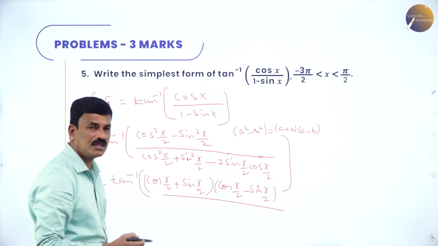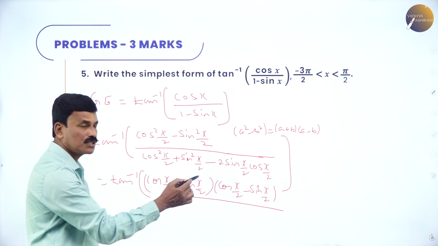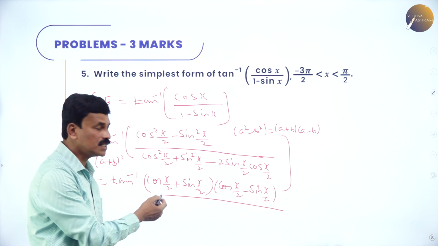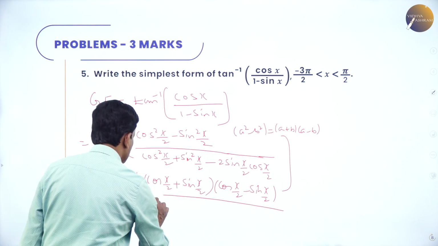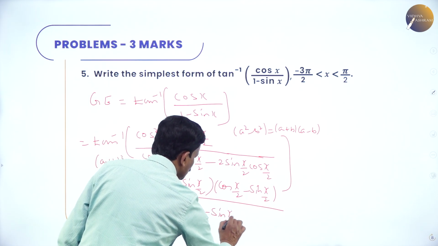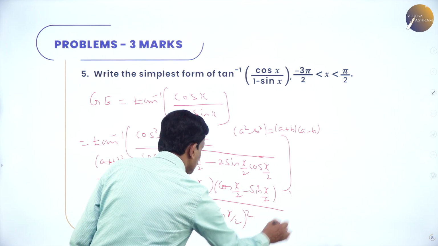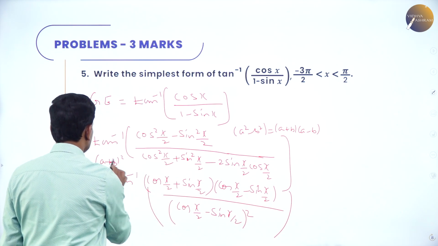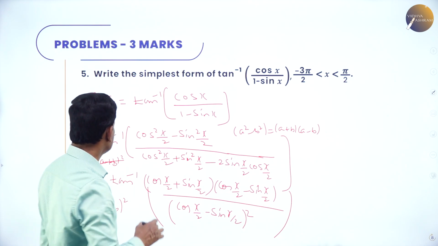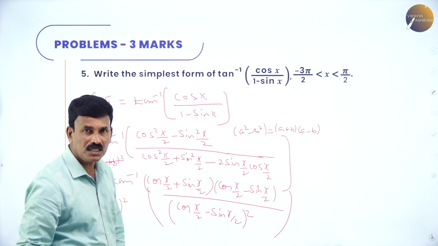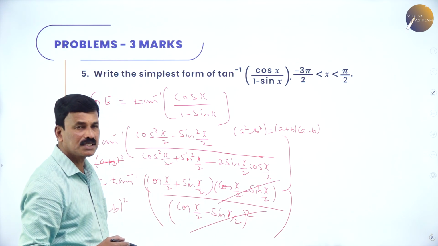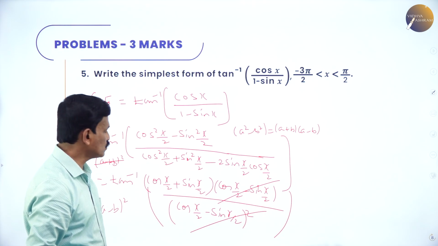Denominator, if you observe carefully, is of the form a square plus b square minus 2ab, which is nothing but a minus b whole square, that is cos x by 2 minus sin x by 2 whole square. Now if you observe carefully, one term in the numerator and denominator, cos x by 2 minus sin x by 2, gets cancelled.